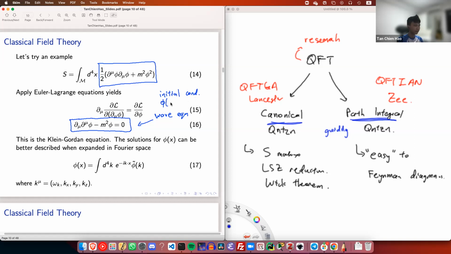So you need phi at t equals 0, the initial condition, and because in this case it's a second derivative, you also need the time derivatives of phi at the initial time t equals 0. Does that answer your question? So for classical field theory, the equations of motion amount to a wave equation. The Euler-Lagrange equations give you a wave equation. Okay, thanks. Can I ask a quick question?